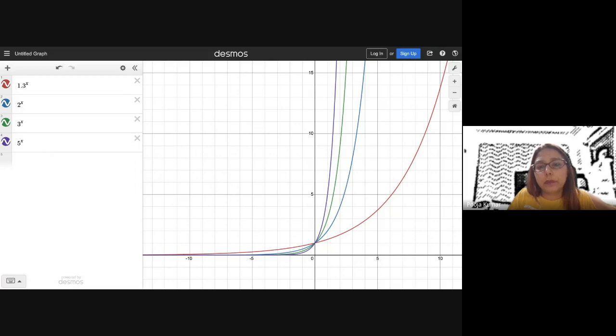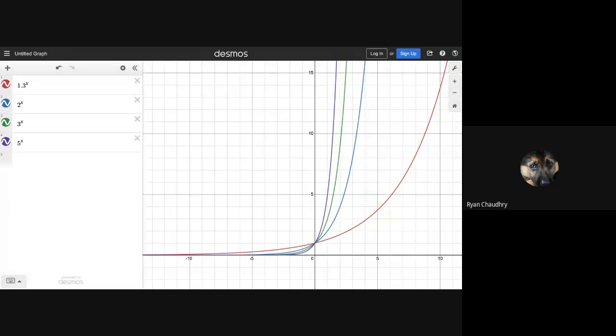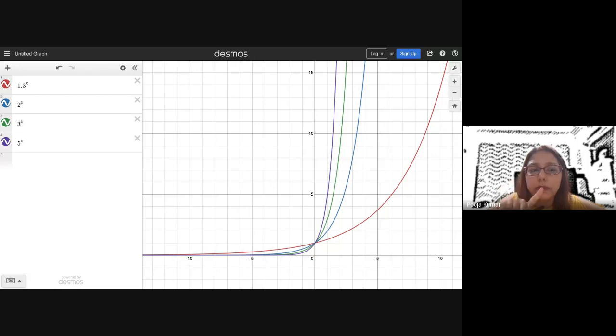So whether I put 1.3 raised to power 0, or 5 raised to power 0, or 2 raised to power 0, or 3 raised to power 0, for all, the answer is 1. That is why you see your y-intercept as 1. Clear? Okay. What did we just observe? All of these numbers are greater than 1.